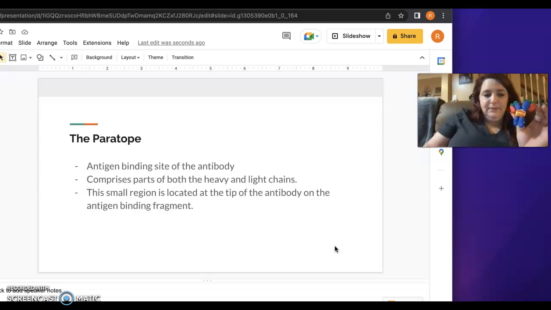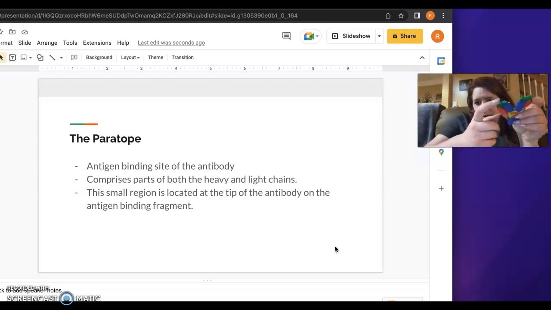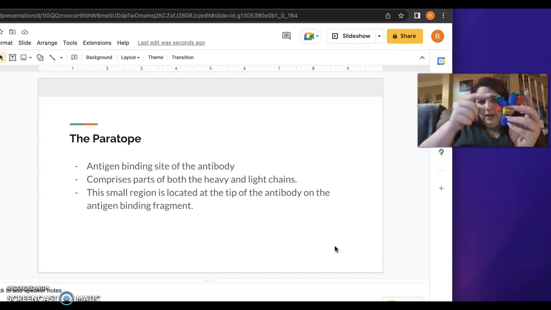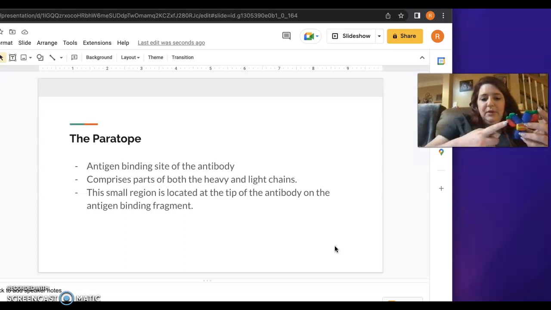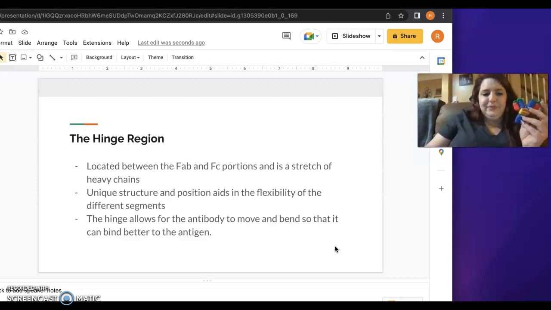amino acids. The paratope is the antigen binding site of the antibody, and it is signified by the green clay up here at the top. So it comprises both parts of the heavy and the light chains, so it connects to both of them, and it is located right at the tip of the antibody on the antigen binding fragment, which is right below this.